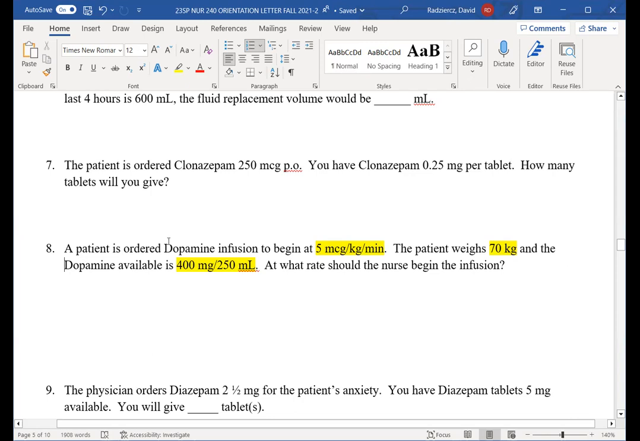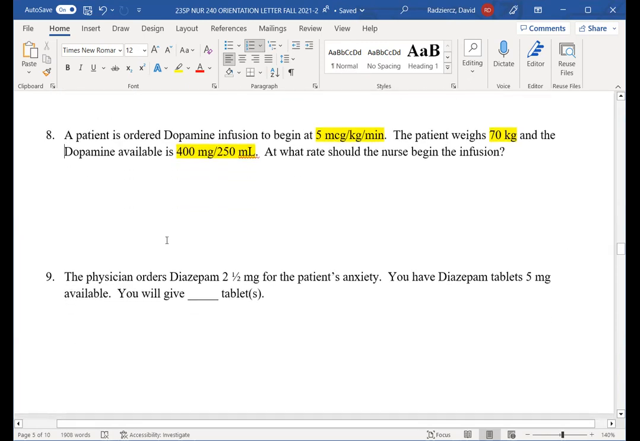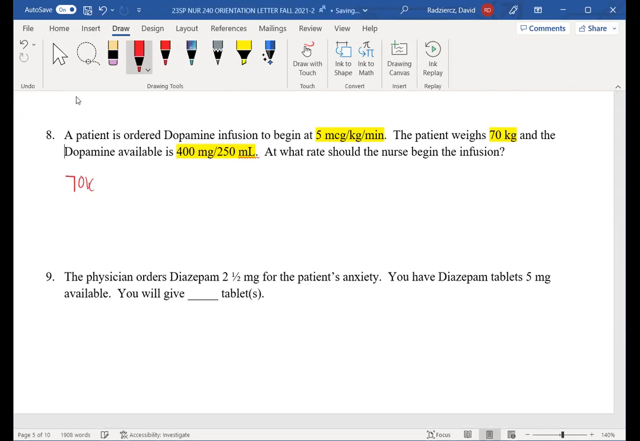So anyways, for this one, doing the long dimensional analysis, we're going to take a 70 kilogram patient and multiply by the 5 micrograms per kilogram per minute. Okay, so that's step one in setting this up, just getting rid of the kilograms, and then you're in micrograms per minute.